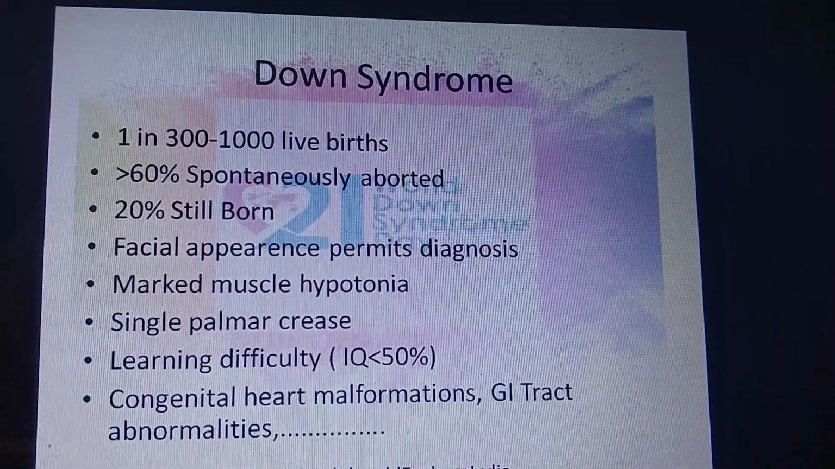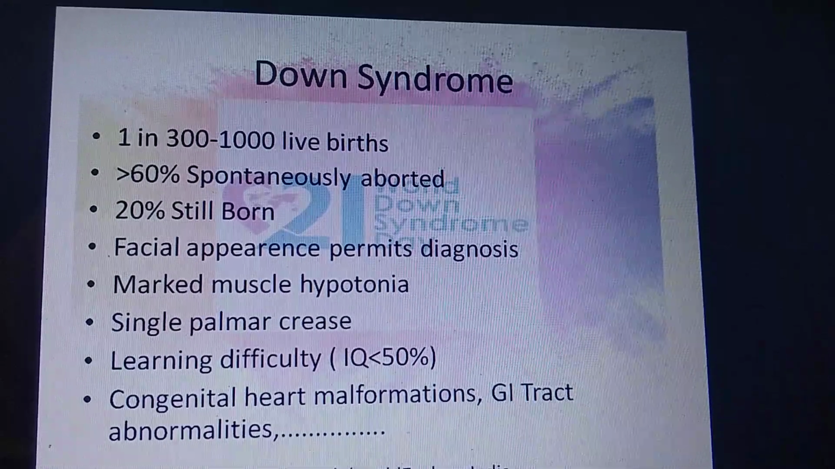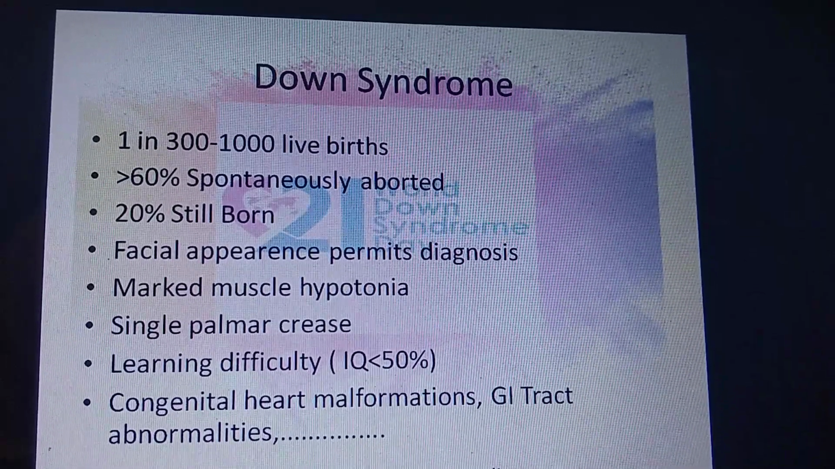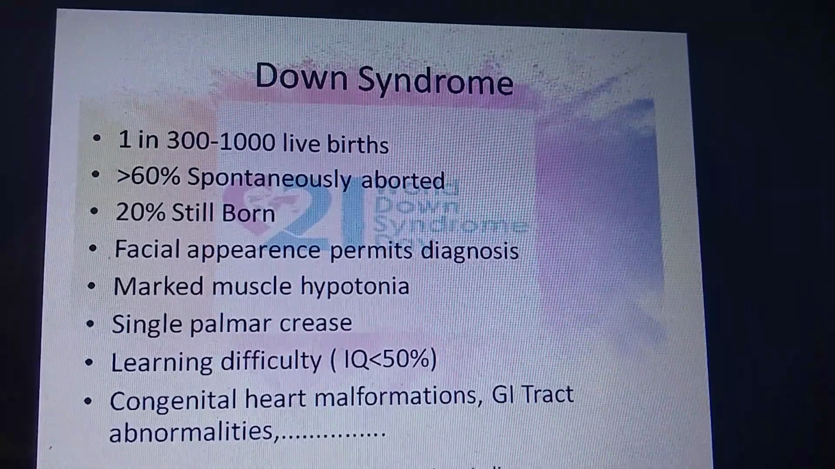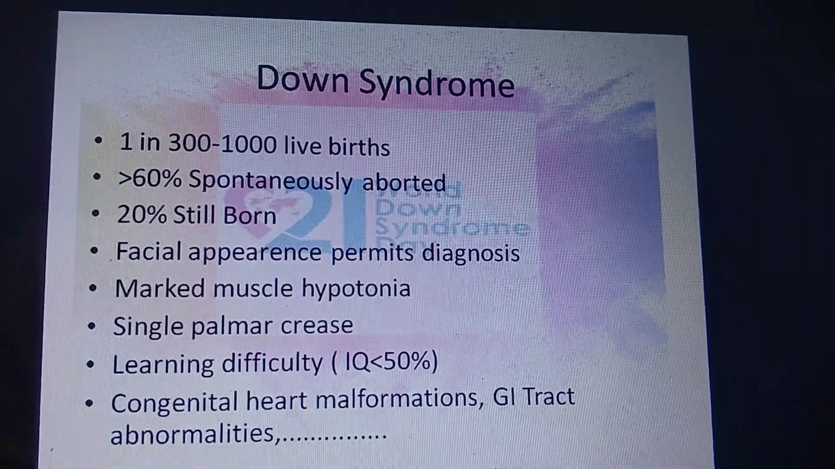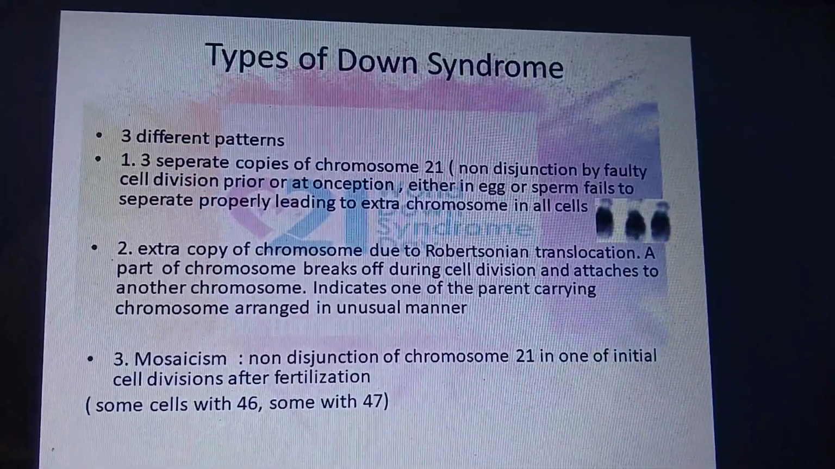Facial appearance permits the diagnosis. There is a marked muscle hypotonia and a single palmar crease. Children with Down syndrome have a low IQ, that is IQ less than 50, leading to learning difficulties, and there is a chance of congenital heart diseases and GI tract diseases, etc.